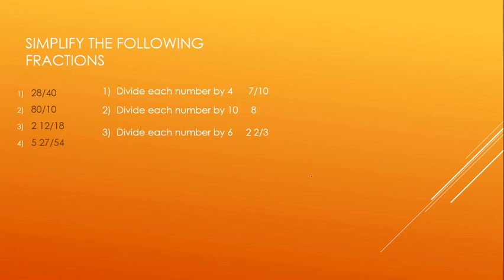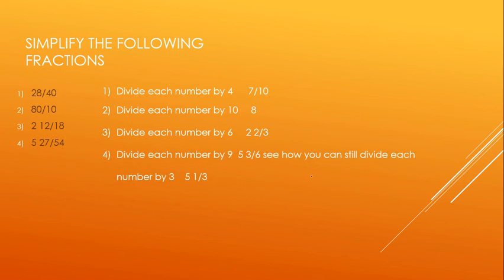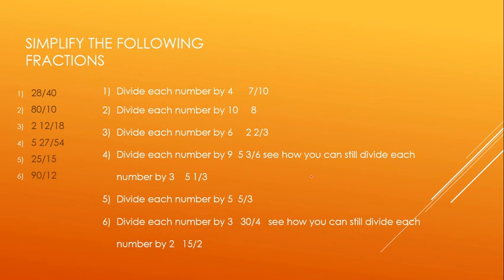What about 5 and 27 over 54? Divide each number by 9 for 5 3/6. See how you can still divide each number by 3, so it's 5 1/3. How about 25 over 15? Divide each number by 5 and you get 5/3. What about 90 over 12? Divide each number by 3 and you get 30 over 4. And see how you can still divide each number by 2 for 15 over 2.